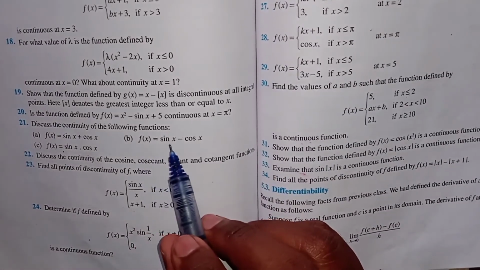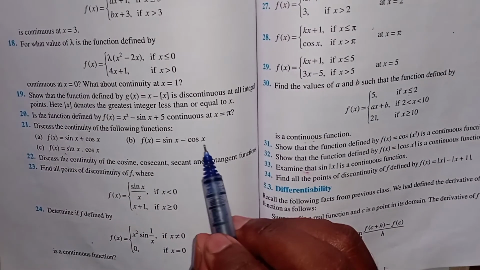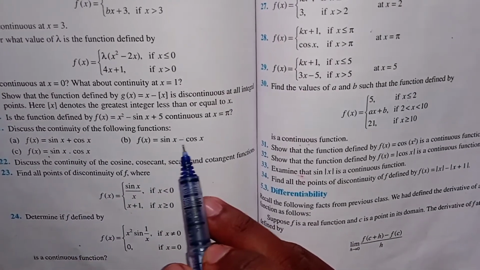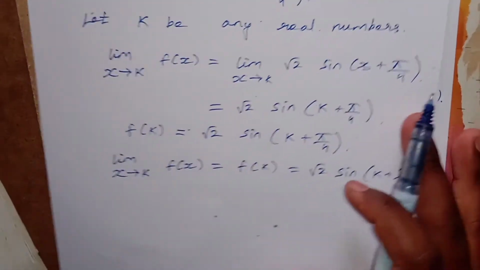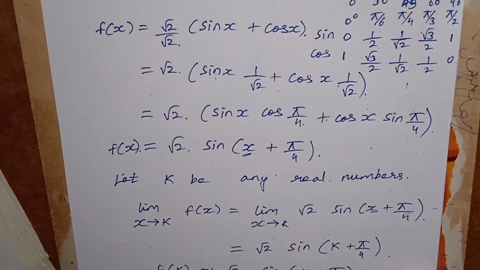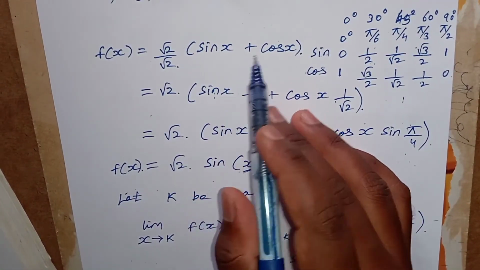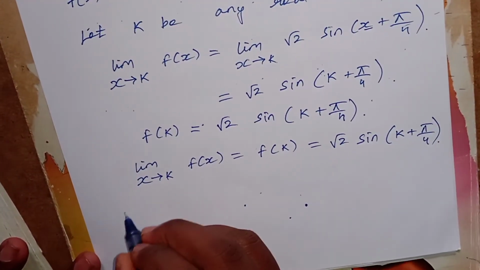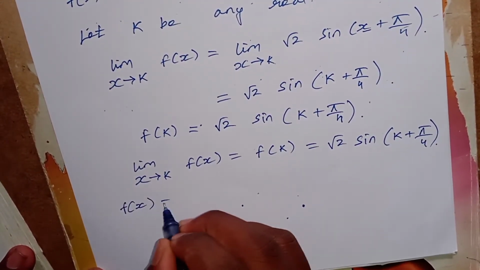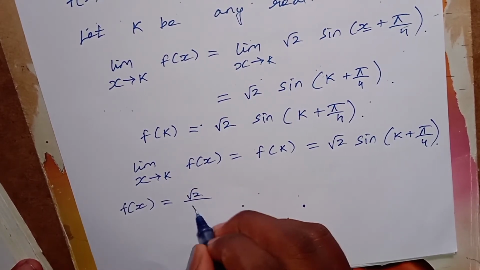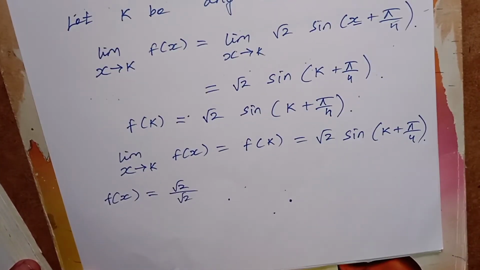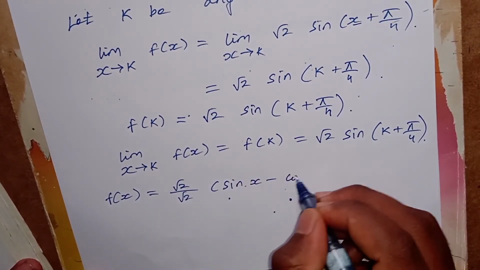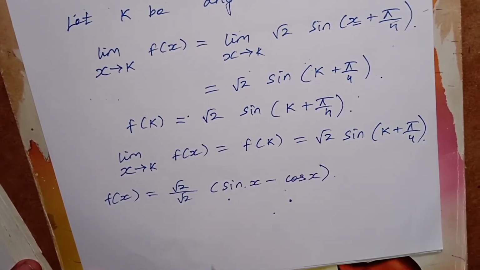Here f of x is equal to sin x minus cos x. Similarly, here plus, here minus. Therefore the same procedure you have to follow. In the place of plus you have to put minus. Therefore f of x is equal to root 2 divided by root 2, sin x minus cos x.